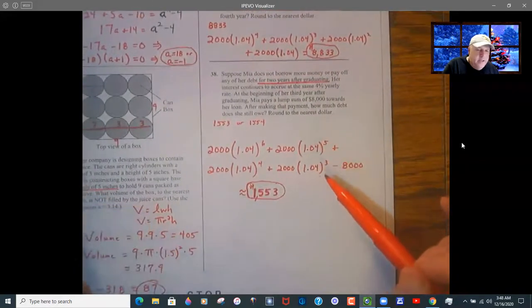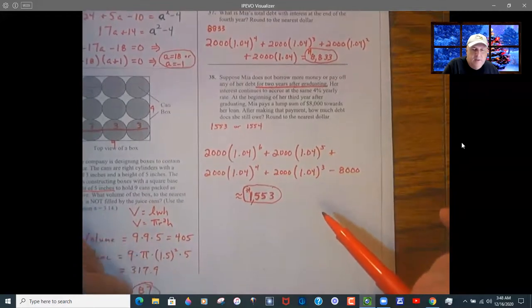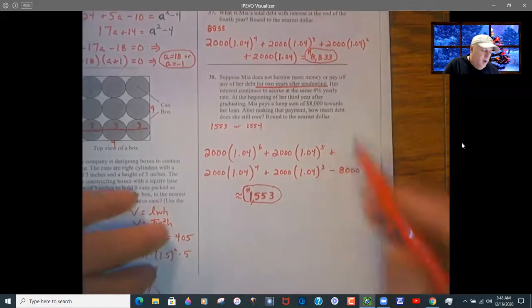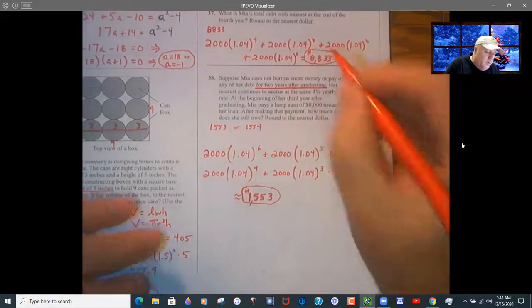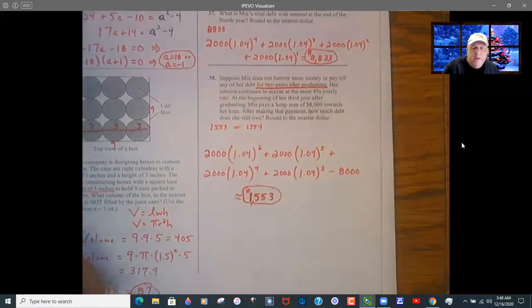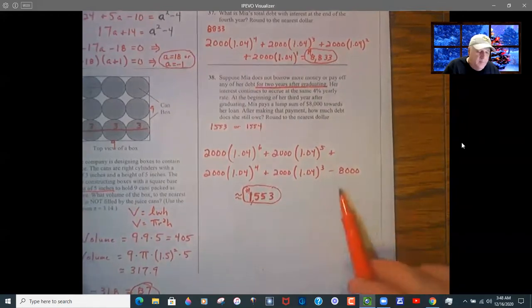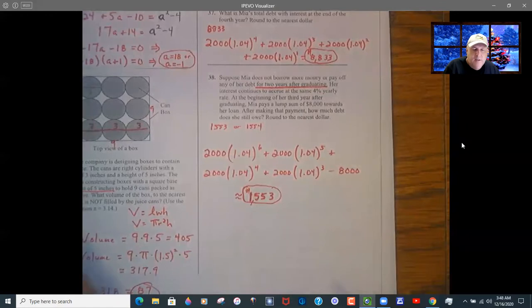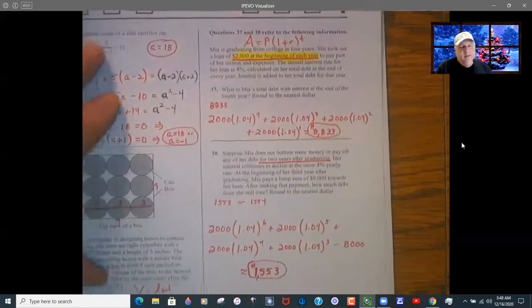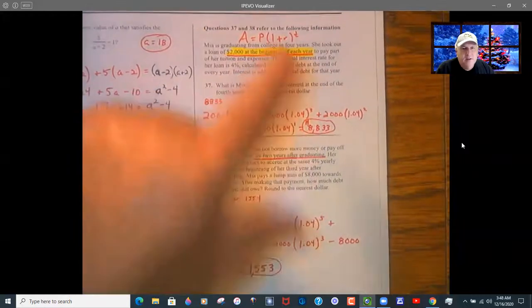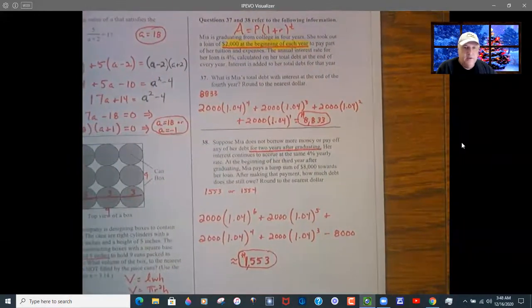Now, she doesn't start to pay on this until 2 years after she graduates. So all of these exponents go up by 2, because she's waiting 2 more years. And then she pays a lump sum of $8,000, but still she's going to owe. So you have to do all this computing and subtract 8,000. It's a simple idea, not hard, but made hard because you have to actually think about what this problem is saying.